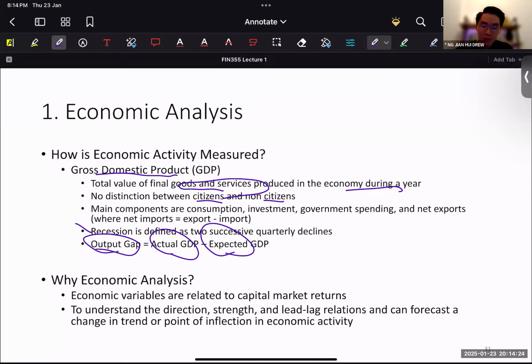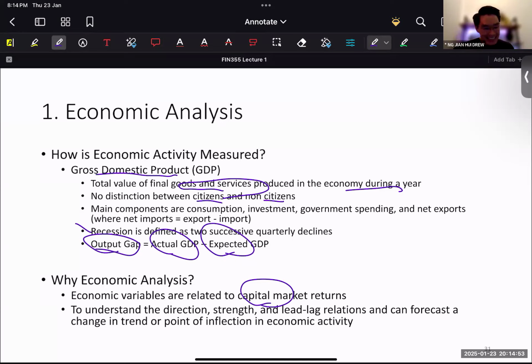So why do we need to do economic analysis? Because at the end of the day, when we value a company, the company, i.e., the stock, is in the capital markets, and the capital markets are affected by economic factors, whether it's GDP or things like inflation. So we need to understand the economy, then we can decide how the stock will react and how the stock is doing in the market.